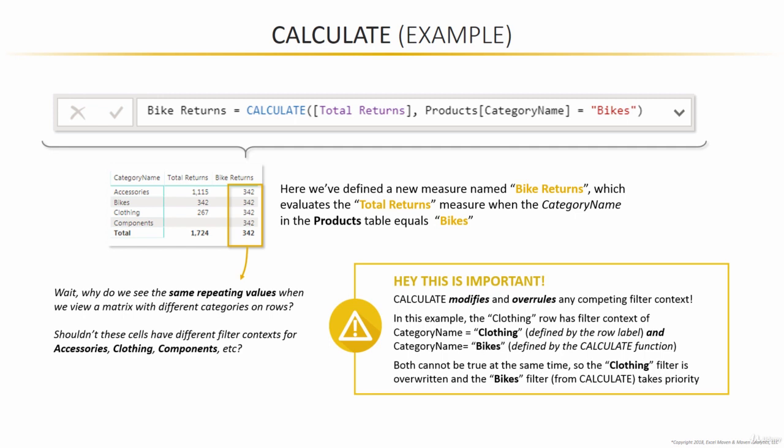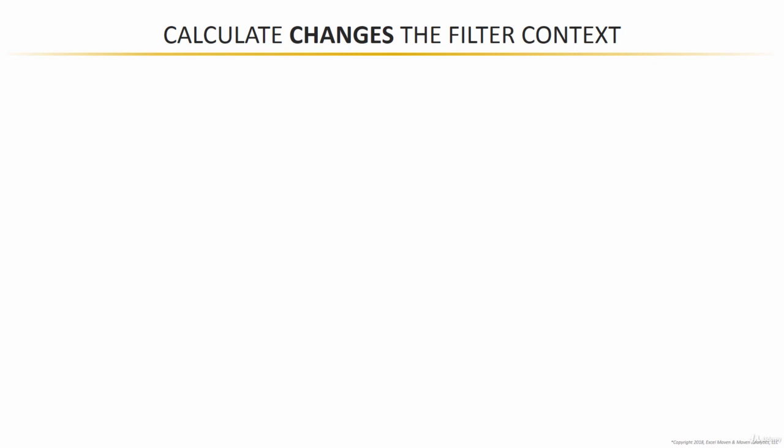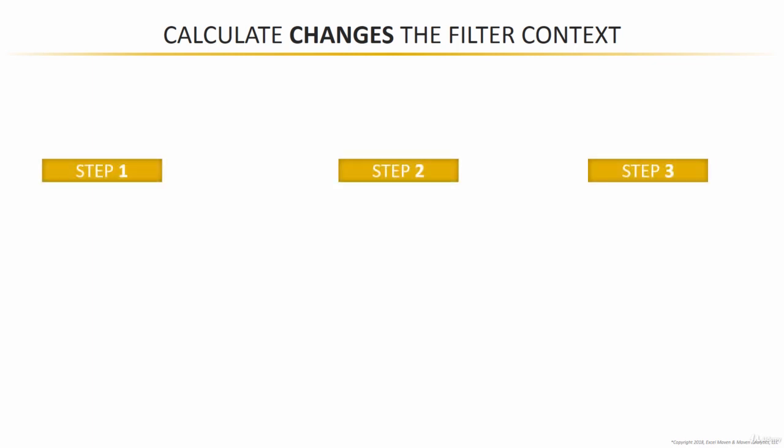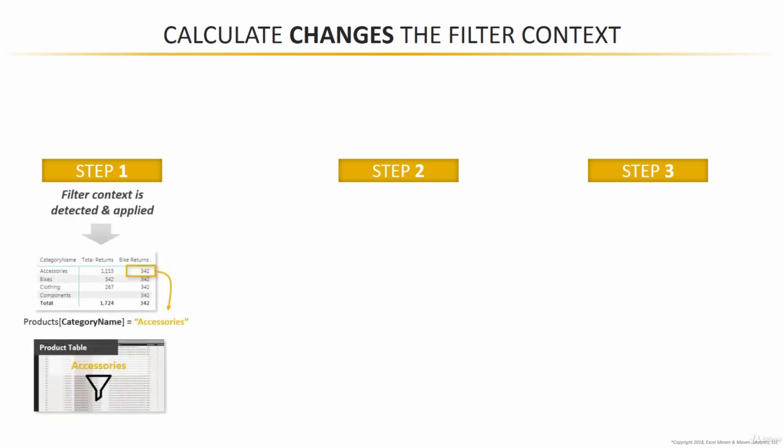Now, it may be helpful to revisit the step-by-step measure calculation that we walked through earlier in this section. So remember, there were 3 steps to every measure calculation. It started with the filter context being detected and applied. So in this case, we're looking at the accessories row in that same example. So Power BI says, okay, we're in the accessories row. The matrix row labels have passed us filter context that says product category name should equal accessories. So go ahead, head to the product table and filter that down to just accessories rows.